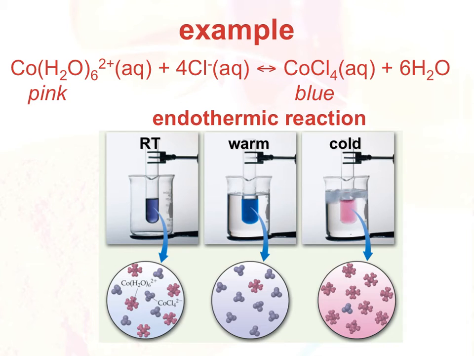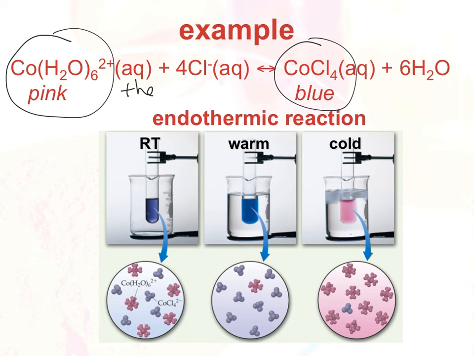This cobalt water complex here is actually pink, and this cobalt chloride complex is actually blue. Whenever I move towards the right and produce that bluish color, that means I'm producing this product. And if I'm in the pink range, that obviously means I am moving towards the reactant side. In this case, they told us this is endothermic, so once again, heat is going to be on the reactant side. In the conditions where I have room temperature, that's going to be our comparison point.